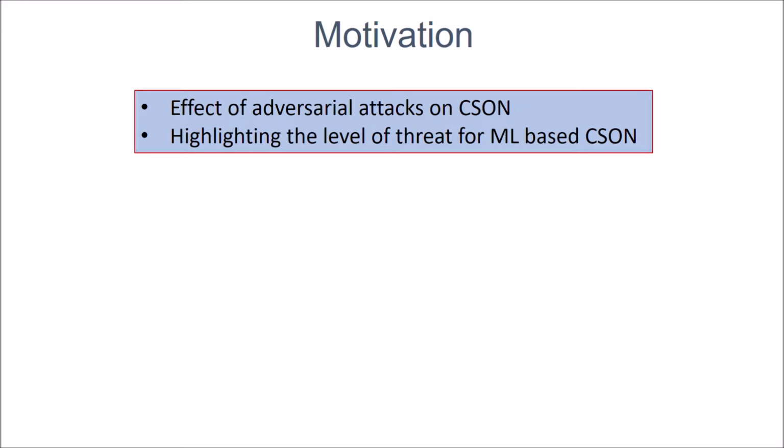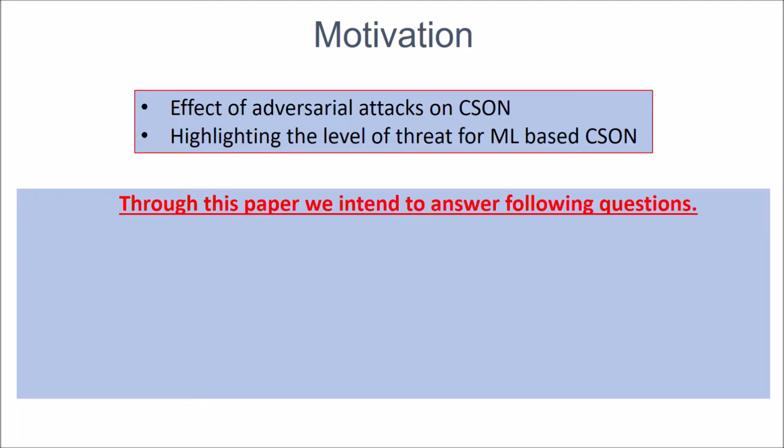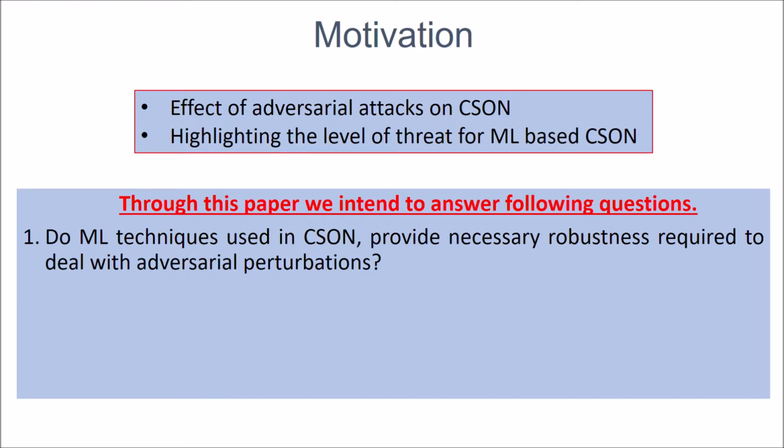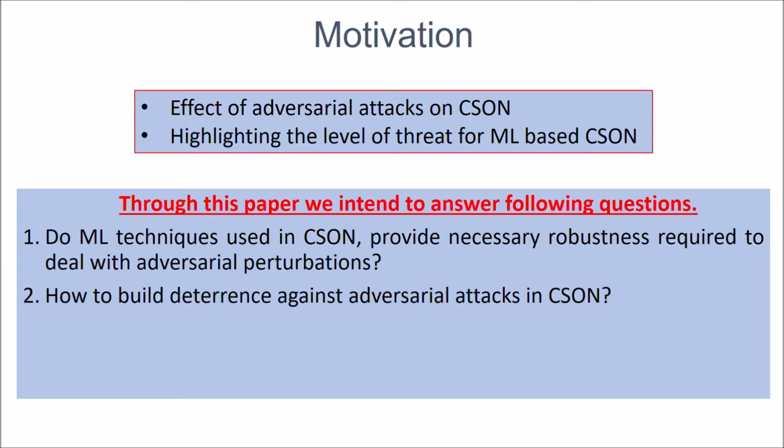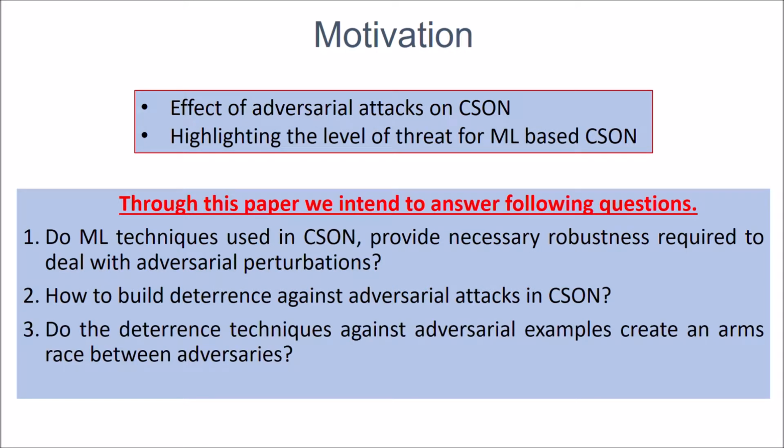So the motivation behind this paper is that we want to highlight the effect of adversarial attacks on cognitive self-organizing networks, and we are the first ones to actually do that. And then we want to highlight the level of threat that is hanging over ML based CSON algorithms. So throughout this paper we intend to answer the following questions. Number one, do machine learning techniques used in CSON provide the necessary robustness required to deal with adversarial perturbations? Number two, how to build deterrence against adversarial attacks in CSONs? And finally, do the deterrence techniques against adversarial examples create an arms race between adversaries?